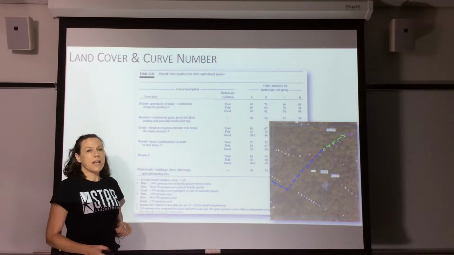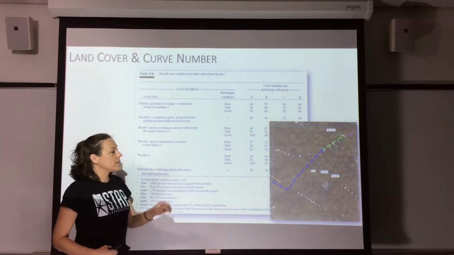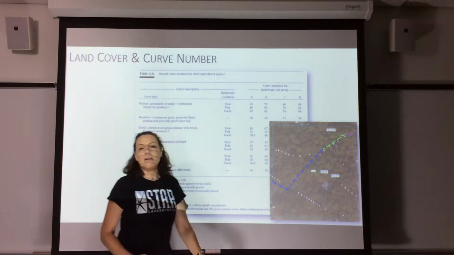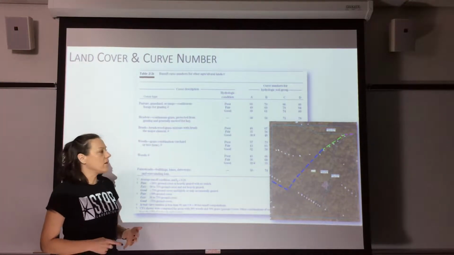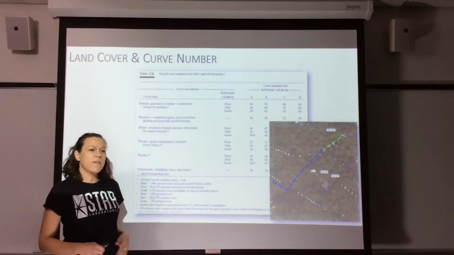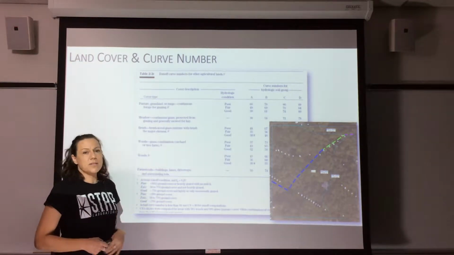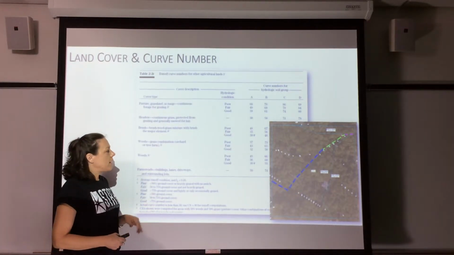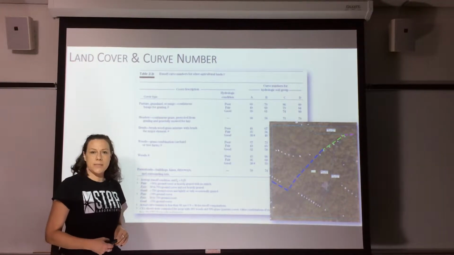Now the second thing that we're going to talk about is the curve number. Curve number is actually related to the soil type, and it's related to what type of land cover there is. You can see in this aerial picture that our land cover is actually trees. There's a house in there, and there's a dirt road, and there's a track, but the majority of it's forested area.